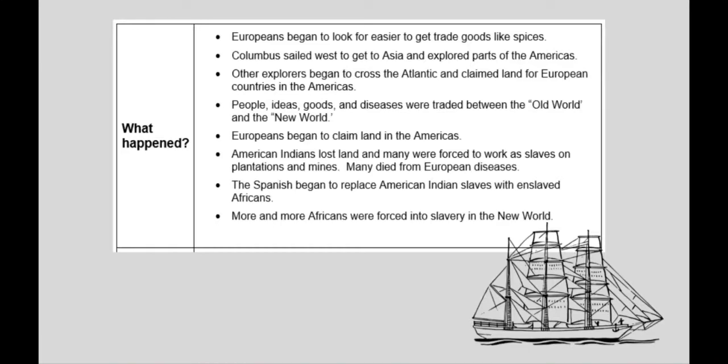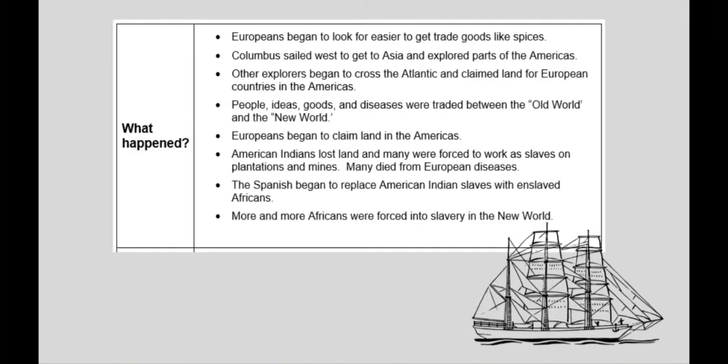There were many reasons that led to the convergence of these three worlds. The Europeans had begun to look for easier ways to get trade goods like spices. Columbus had sailed west to get to Asia, but instead explored parts of the Americas. Other explorers began to cross the Atlantic Ocean and claimed land for European countries in the Americas. People, ideas, goods, and diseases were traded between the Old World and the New World.